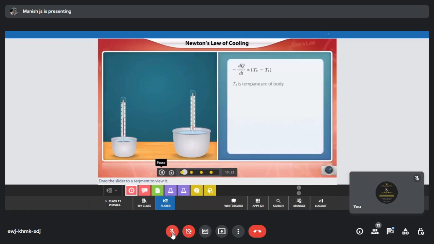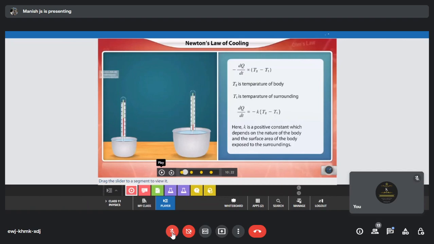So, Newton's law of cooling can be expressed as shown. The positive constant K depends on the nature of the body and the surface area of the body exposed to the surroundings. So this is the equation for Newton's law of cooling. Here they use K. K is a proportionality constant.